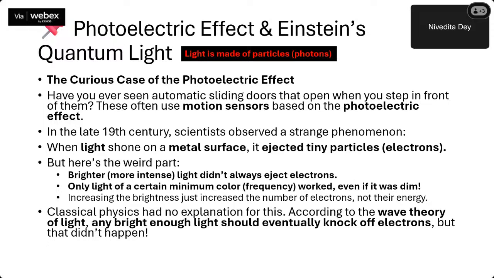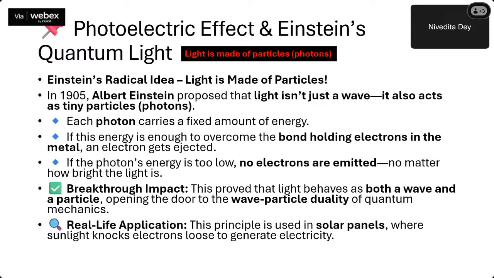And this behavior is called photonics, the behavior of photons, how it behaves with a dim light or a brighter light. So what are the factors this is dependent on? Einstein's radical idea was that light is made of particles. After all these observations, he proposed that light isn't just a wave, it is also in the form of tiny particles called photons, where each photon carries a fixed amount of energy, called a quantum of energy.